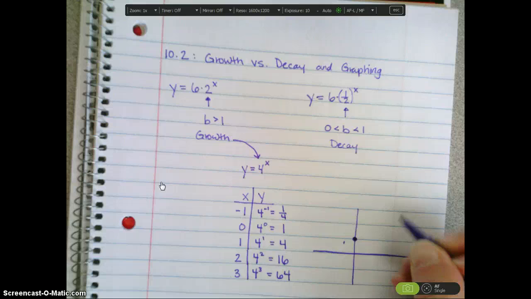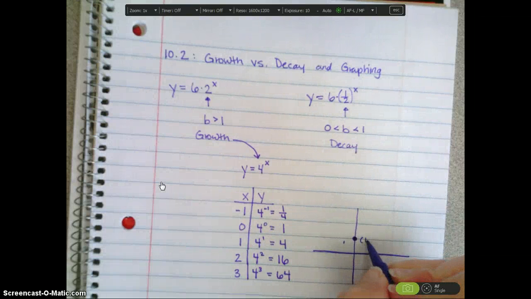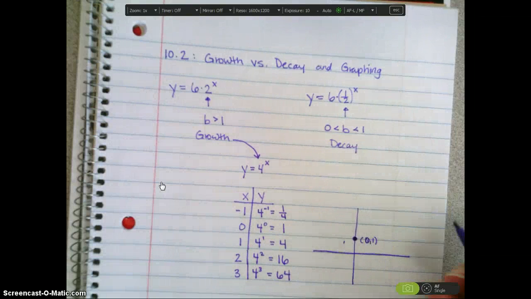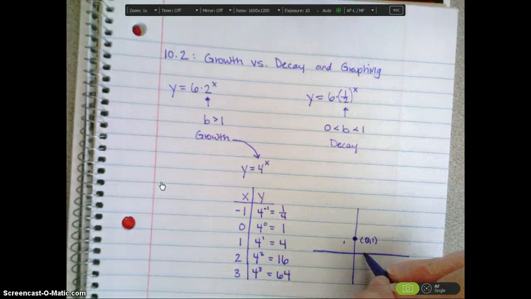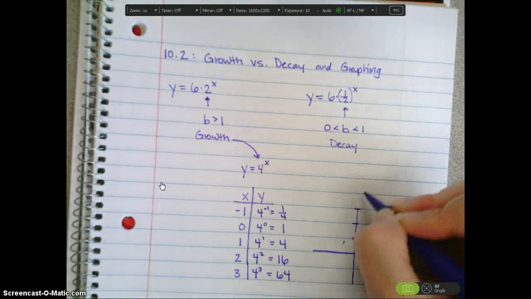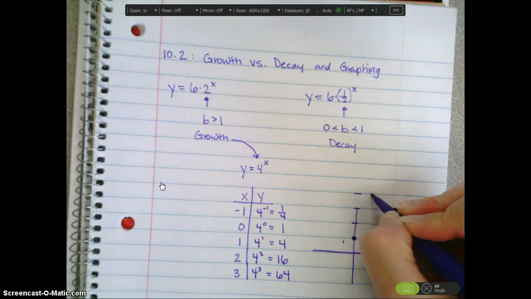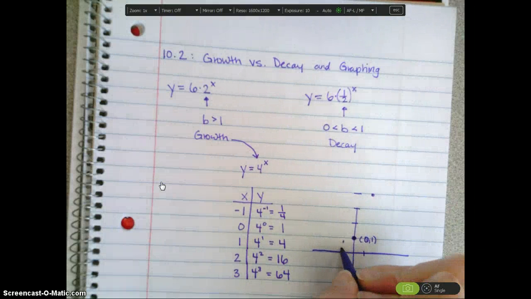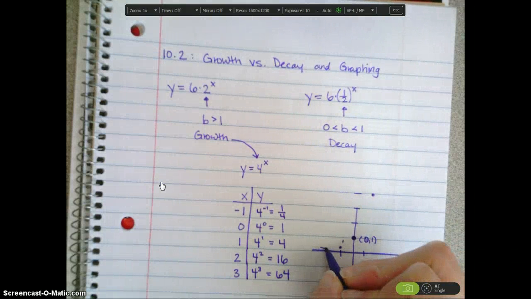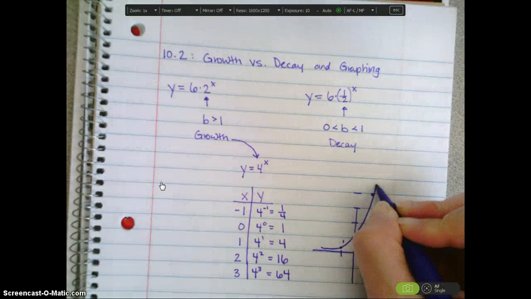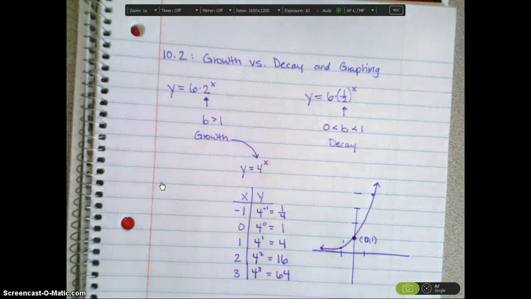and decay equations, all of them go through the point (0, 1), and they continue to grow. So at the point 1, I was up 1, 2, 3, I was up at 4. At the point -1, I was down at a 4th. And so we saw all exponential growth equations looking like this in 10.2.